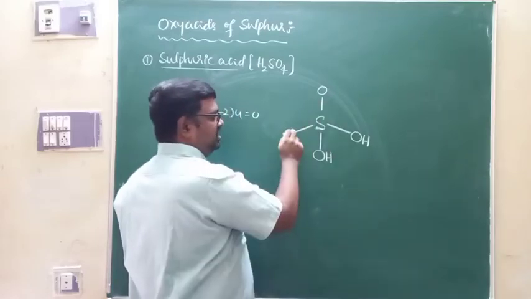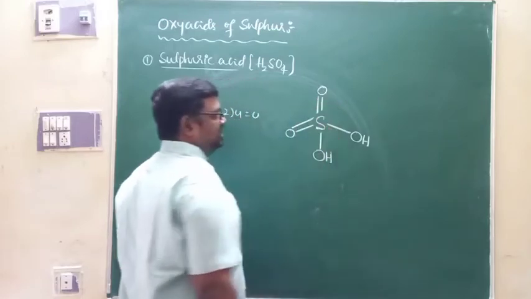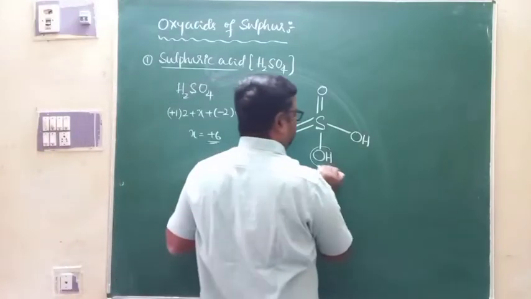To satisfy the valency of oxygen as 2, you write one more bond like this. This is what we call the structure of sulfuric acid, where we have 2 OH groups.